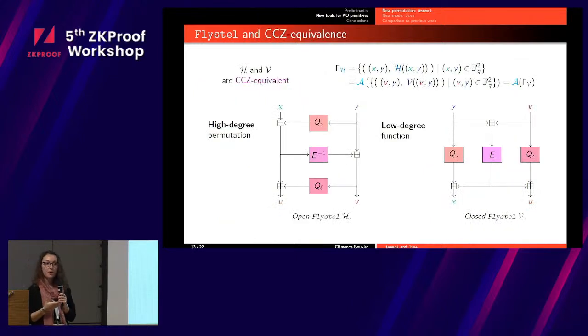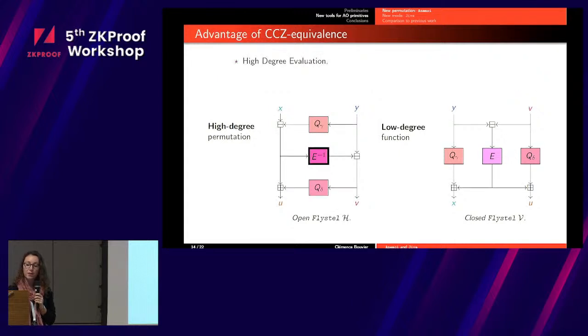An important remark is that both variants are CCZ equivalent, because there exists an affine permutation that allows us to go from the graph of the open Flystel to the graph of the closed Flystel. The advantage of having the CCZ equivalence is that we can have a high degree evaluation. If we use the open Flystel, we have the inverse of the permutation, and as we have seen before, this is of high degree.